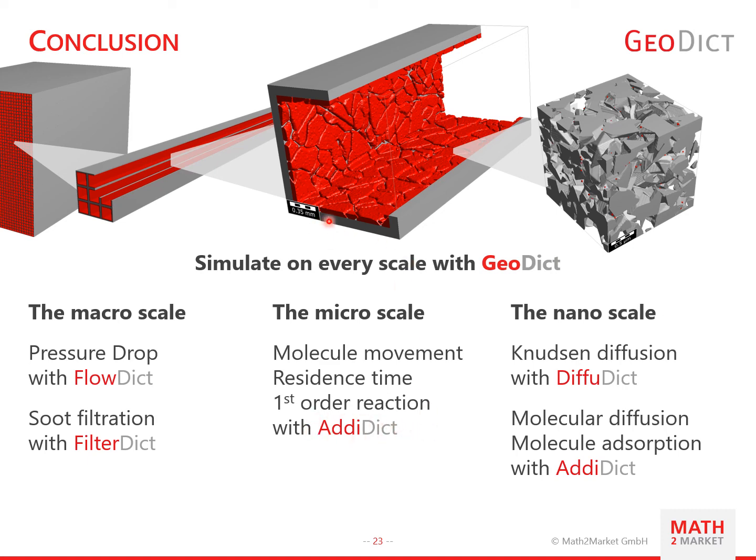So what is our molecule doing? Where is it going? Does it have any reaction on the way? All this is possible to simulate. We can go even further up, macro scale modeling, a simple channel model of our monolith. We can see the pressure drop if we use FlowDict, or we could also simulate filtration of soot with FilterDict. So yeah, with GeoDict you can simulate on every scale.